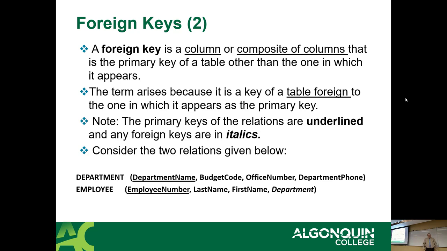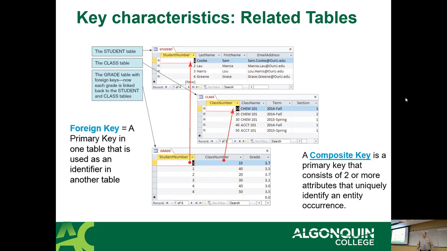So here's an example with tables. We have a student, we have a class, and then we have a grade. So now we have a student number, class number, and the grade. Remember way back, like 10 slides ago, we had this exact same thing, except this last one didn't have these columns.